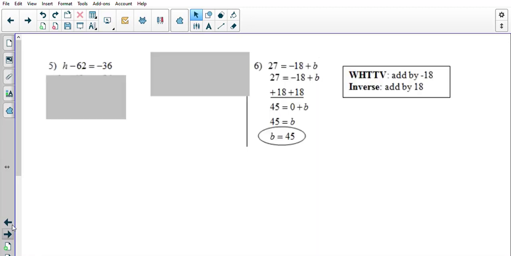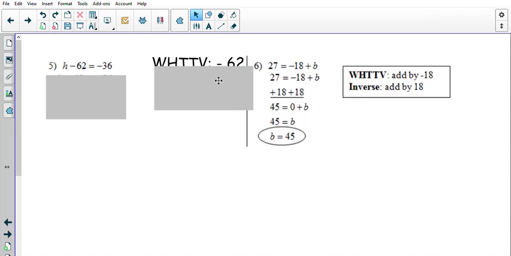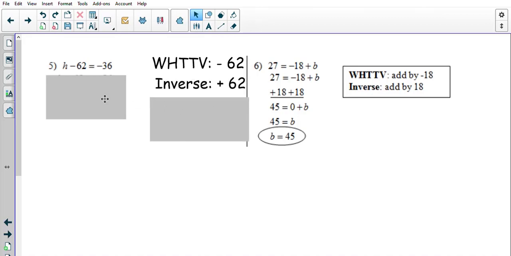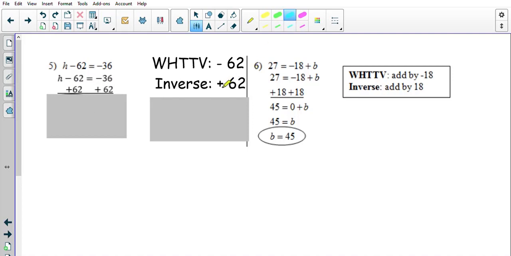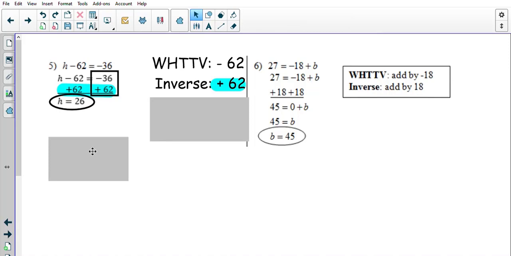All right, number 5. h minus 62 equals negative 36. What's happening to the variable is we're subtracting by 62. The inverse of subtracting by 62 is to add 62. So let's add 62 one time on each side of our equation. Again, on the left-hand side, you'll just be left with h. On the right-hand side, you're going to do negative 36 plus 62. You will get h equals 26.